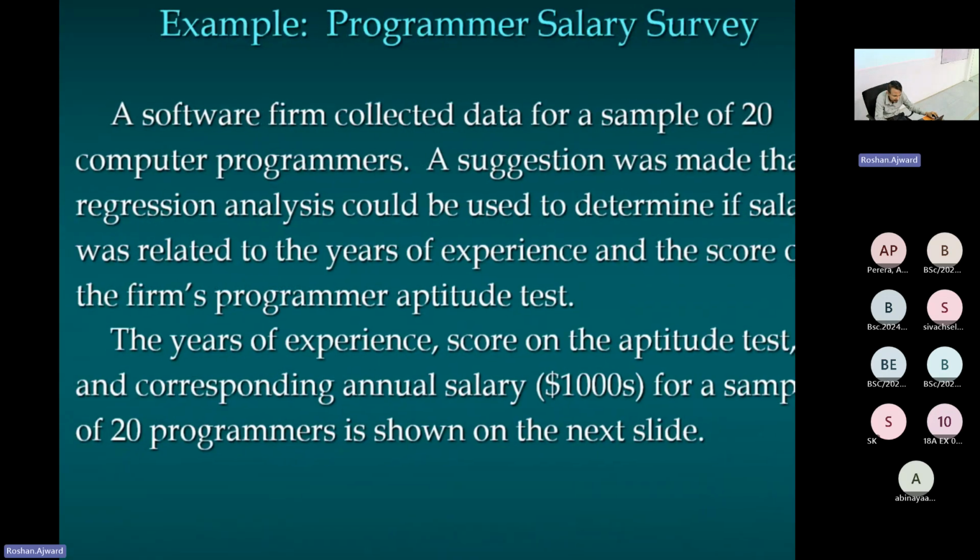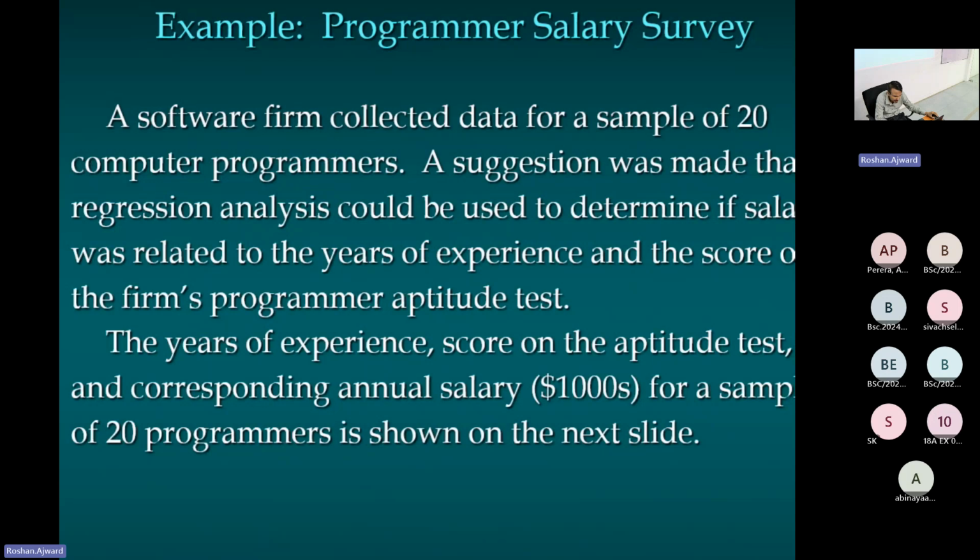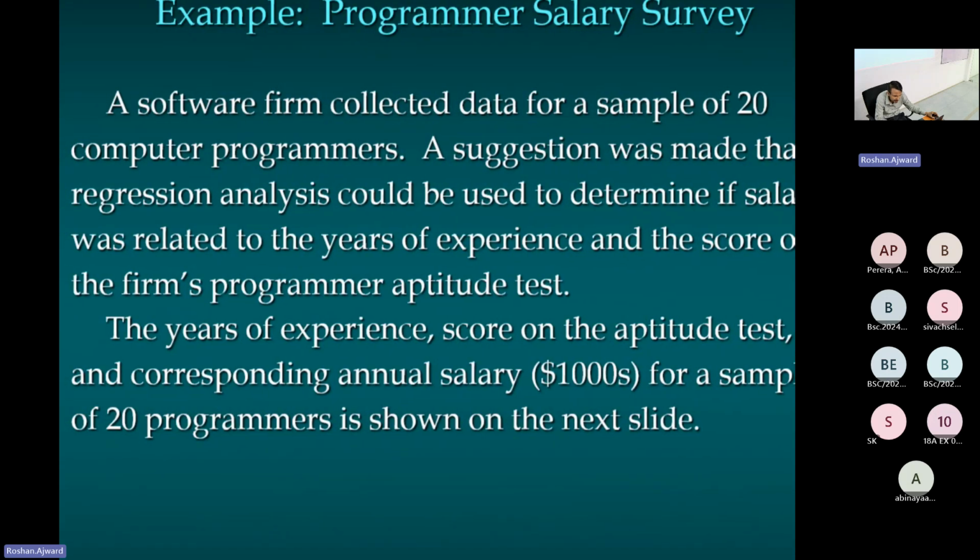It says a software firm collected data from 20 computer programmers. A suggestion was made that regression analysis could be used to determine if salary was related to the years of experience and the score, the marks on a firm's programmer aptitude test. They take the aptitude test and are checked. So that's the knowledge. The years of experience, the score (marks of the aptitude test), and the corresponding annual salary in $1,000 for a sample of 20 programmers are given in the next slide. So that's what I explained to you.